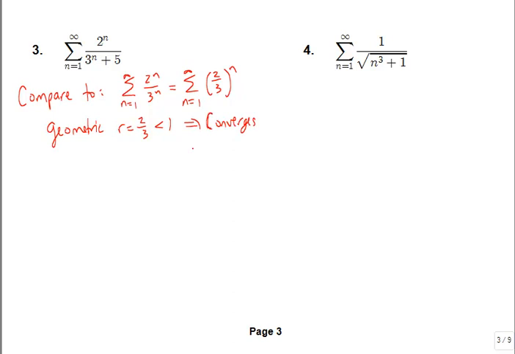So what we want to show is that this known series is bigger than this series here, so that if the bigger series converges, that forces the smaller one to converge as well. So how can we compare these two?